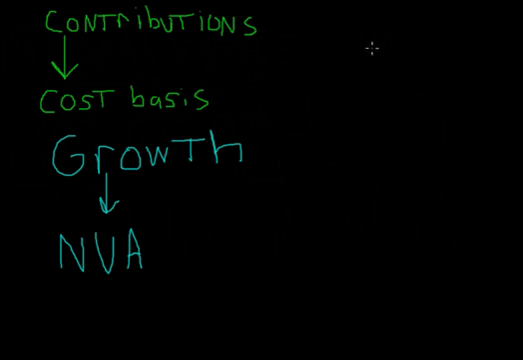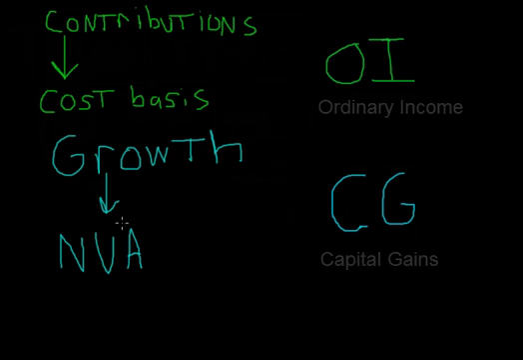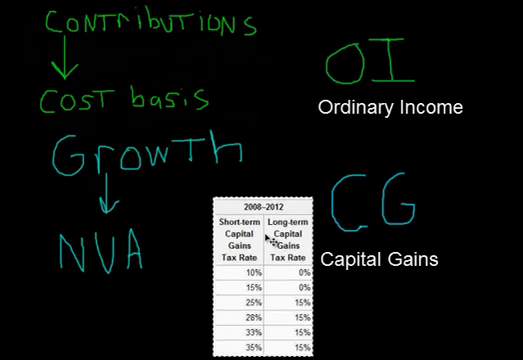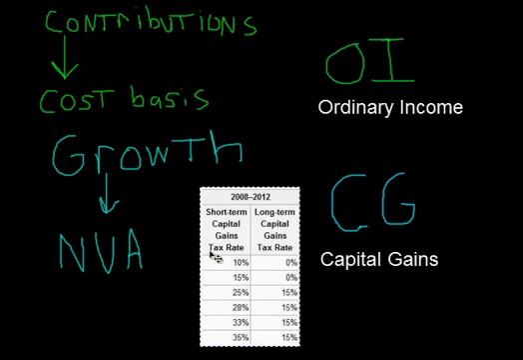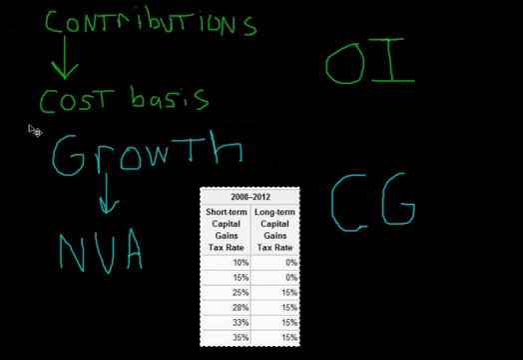If you take the NUA, this is going to be taxable as ordinary income, and the growth is going to be taxable at capital gains. And remember, there's a big difference between the two. Ordinary income is taxable over here, capital gains is taxable over here. So you just have that simple little view.